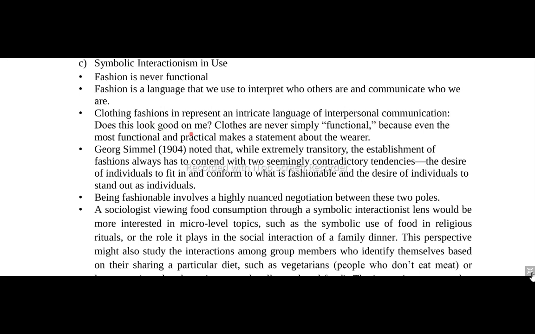Does this look good on me? Clothes are never simply functional, because even the most functional and practical make a statement about the wearer. Does it look good on me? Does it look good on you?